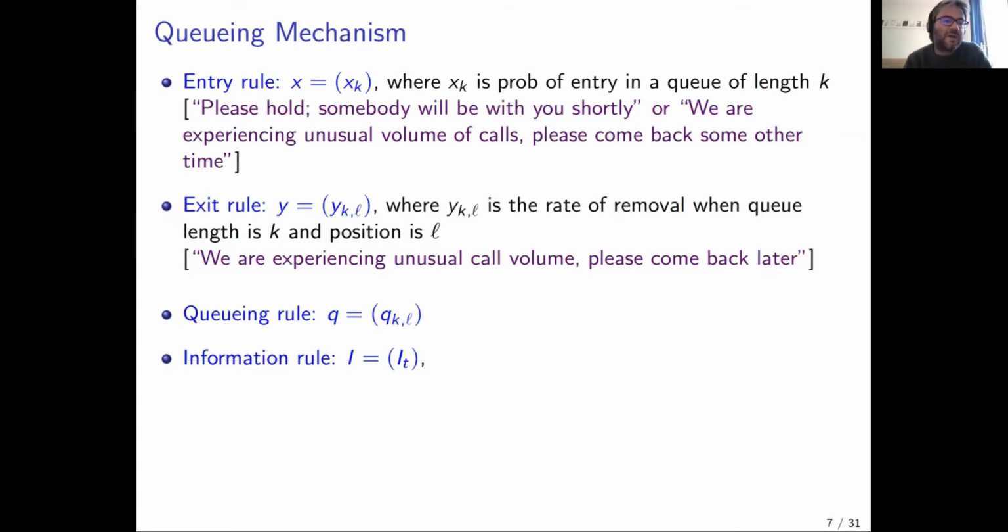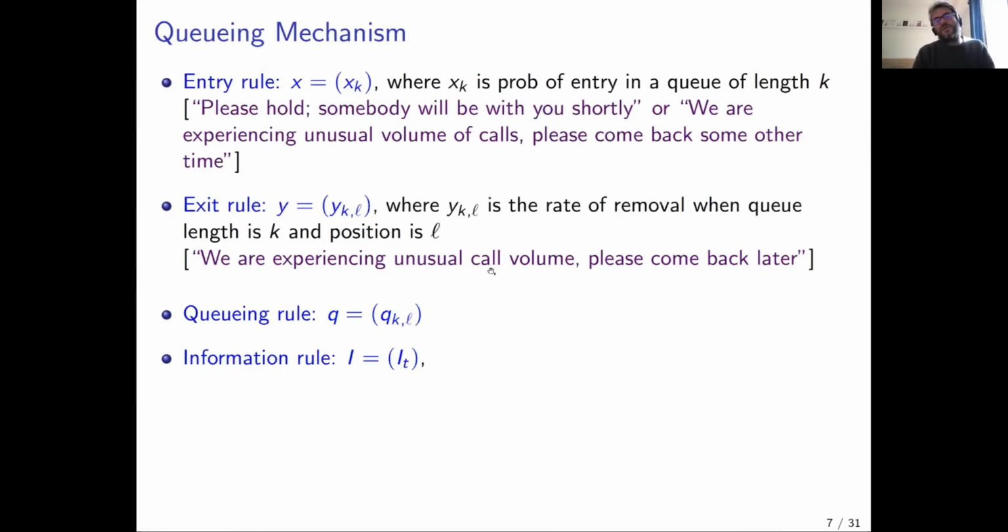Okay, so this is one instrument. And one simple policy is that I'm going to limit the queue length to some number k, beyond which nobody will be allowed to join. So all agents will be turned away if the queue length is exactly k. And below this k, agents will be allowed to join. So this is one possible policy where the designer will just cap the queue length. So this is for the entry rule.